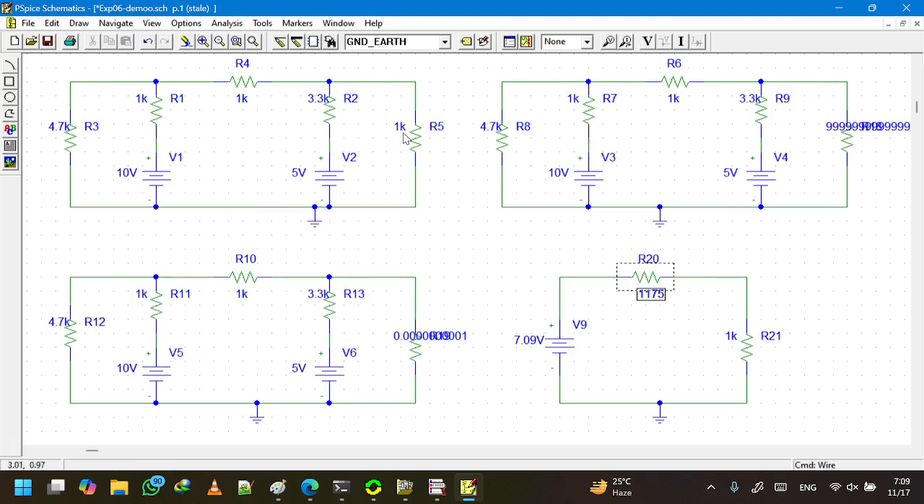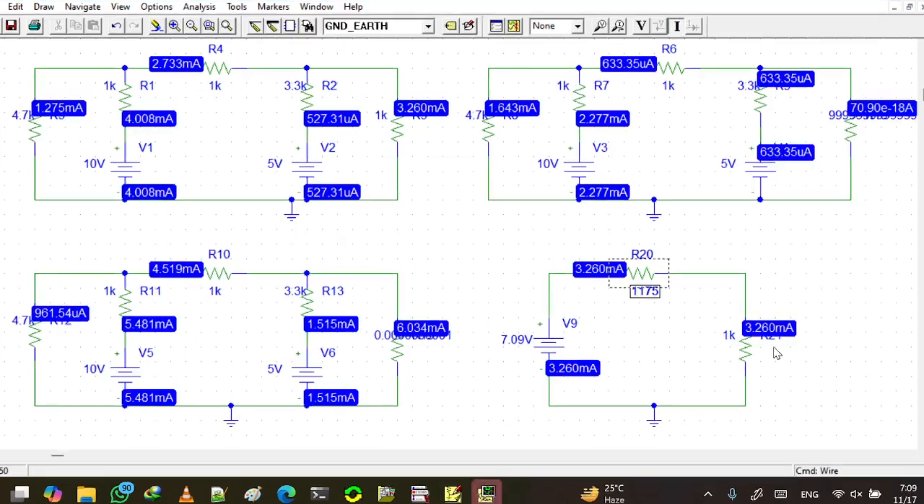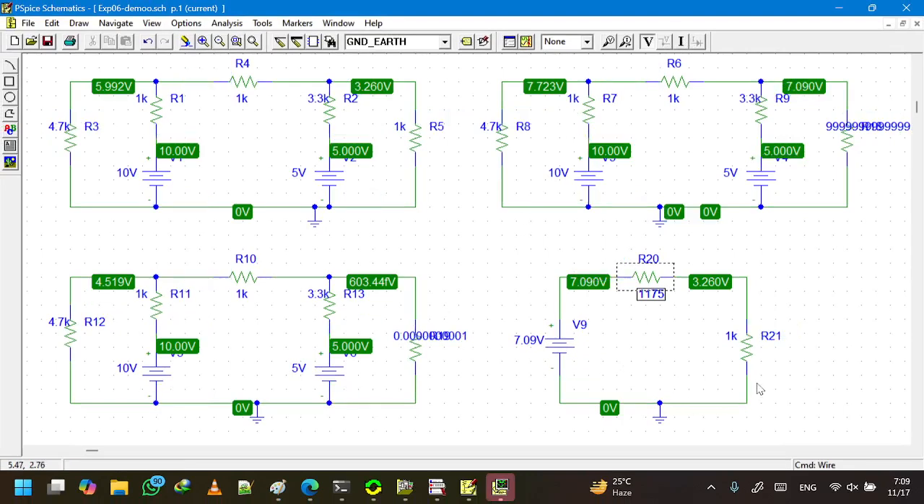The load resistor was 1 kilo ohm and we have the same value of the load resistor over here. So let us simulate and see if the load currents are the same or not. Simulation is done. We see that the load current for the first circuit and the fourth circuit is the same, 3.260 milliampere. So this proves the Thevenin theorem. Now we can also check it for the voltage. The voltage across this 1 kilo ohm resistor is 3.260, and for the main circuit it is also 3.260.